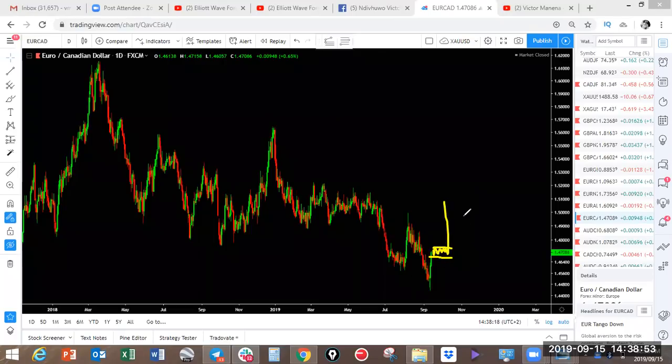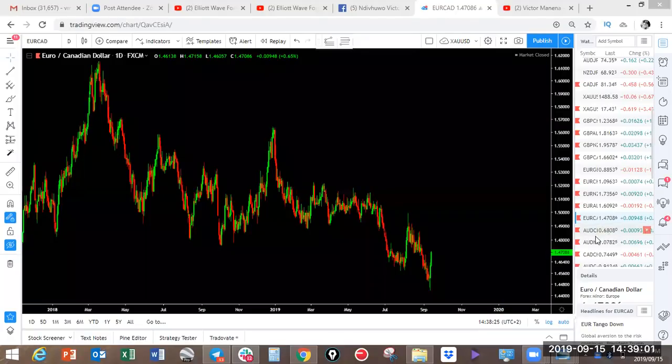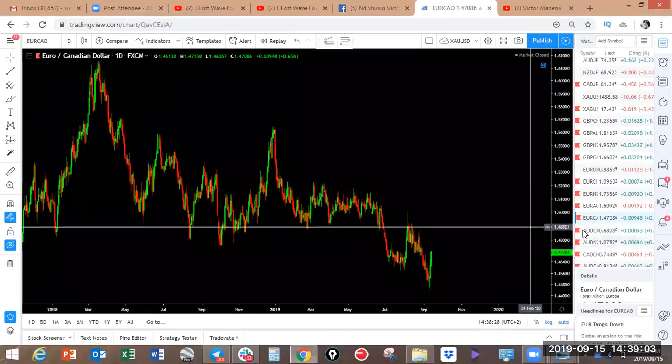The big pullback that we're expecting after these pulsing moves. So be patient and wait for corrective structures to the upside. That's all the euros. Now we can look at some of the cross pairs.